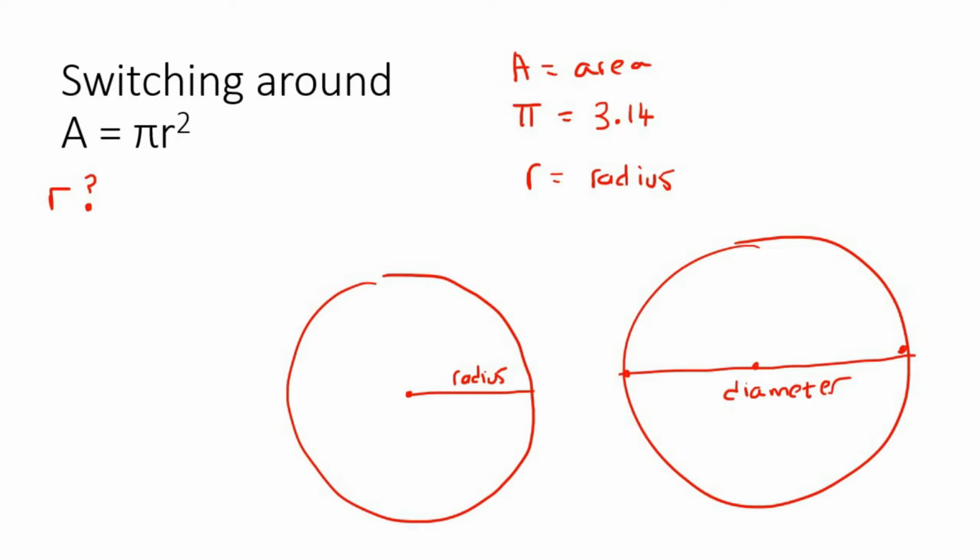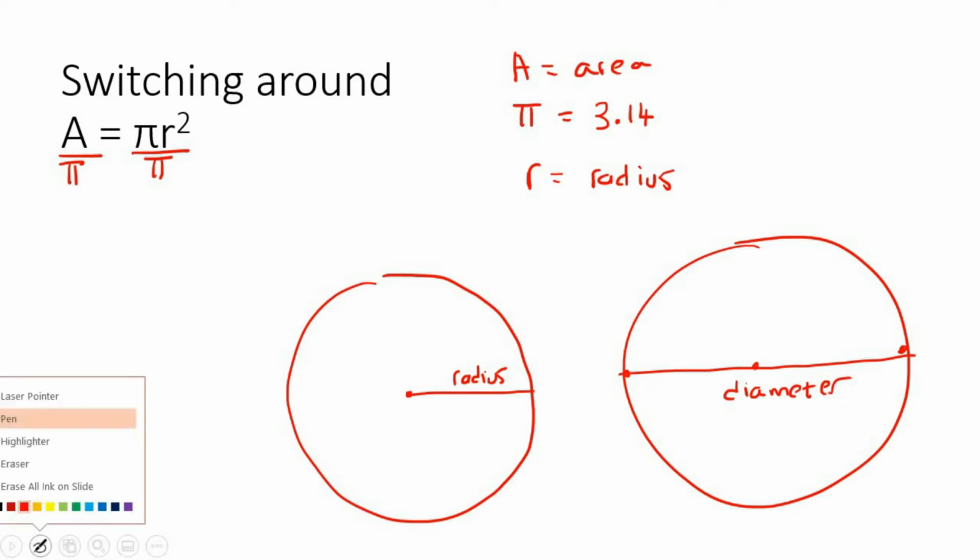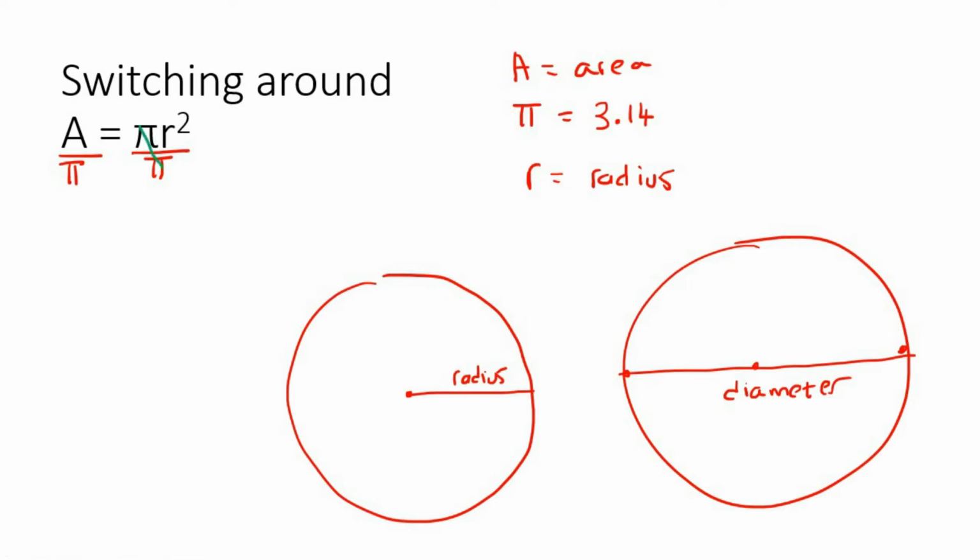So let's first try to get this part by itself. We need to get rid of the pi. The way that you do that is you divide by pi, but what you do on the one side, you have to do on the other side. The reason that we do that is so that these pi's can cancel, and so now we end up with A over pi equals R squared.